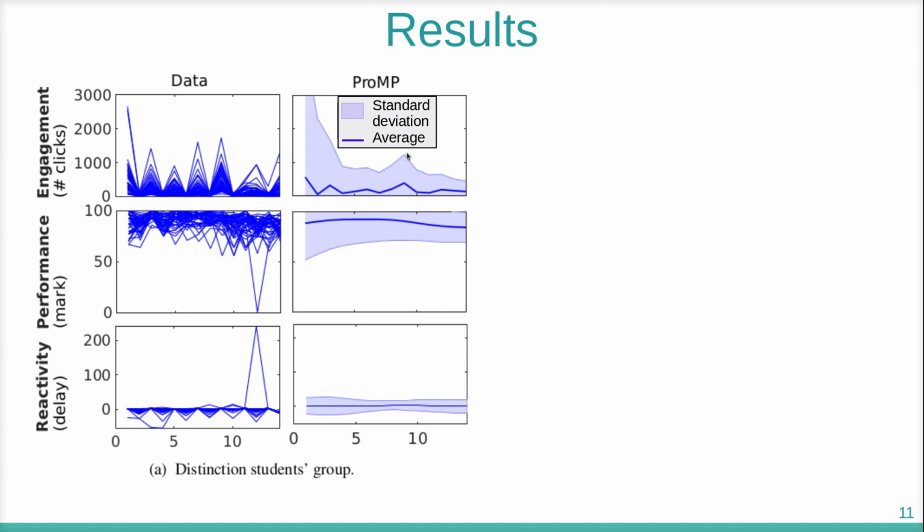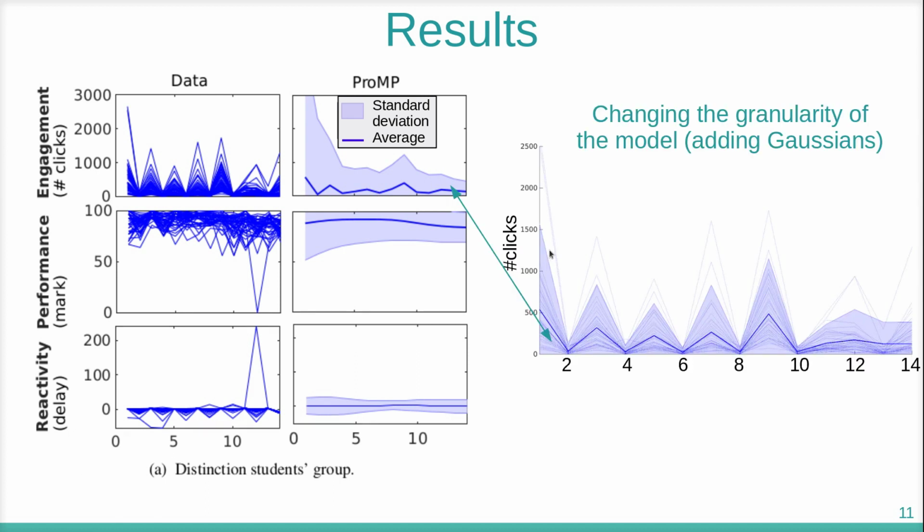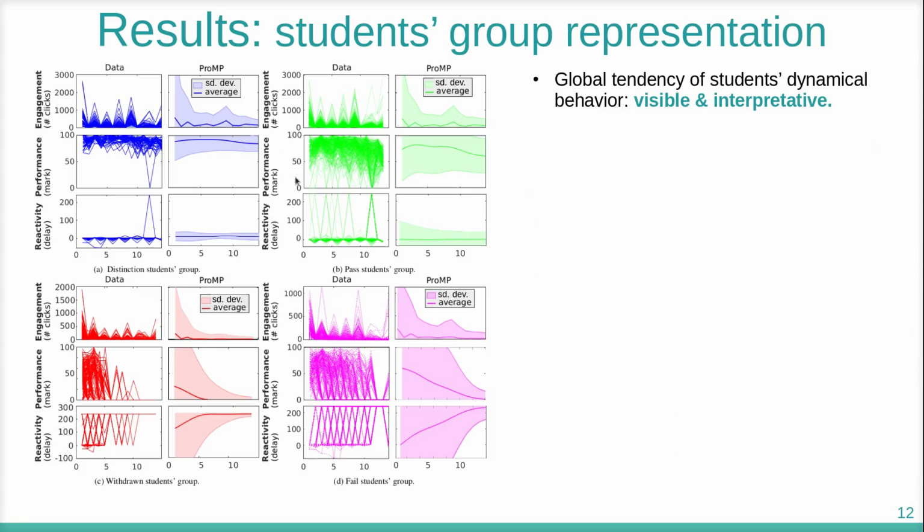As you can see here, the trajectory represents the global shape, but is not accurate to the data. If we add Gaussians, we change the granularity of the model and we can tune the model to the trajectory. But in our case, we focus on the general trend of students.